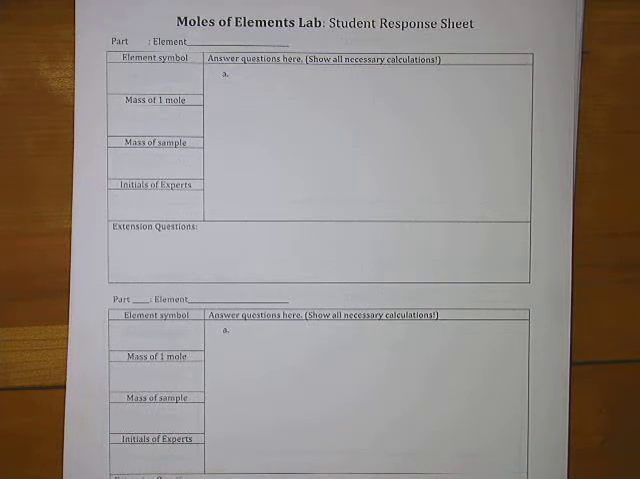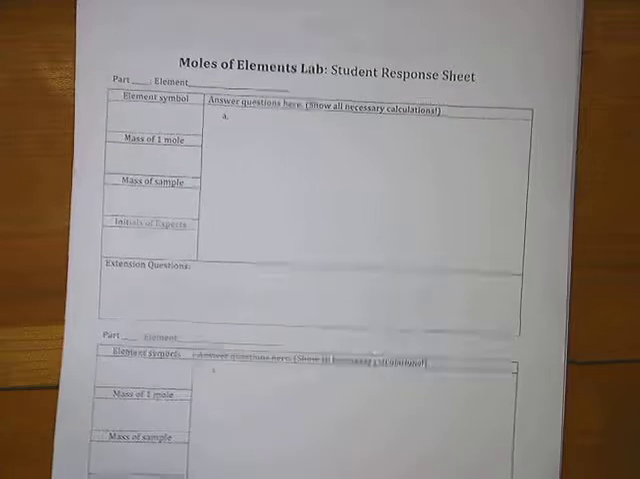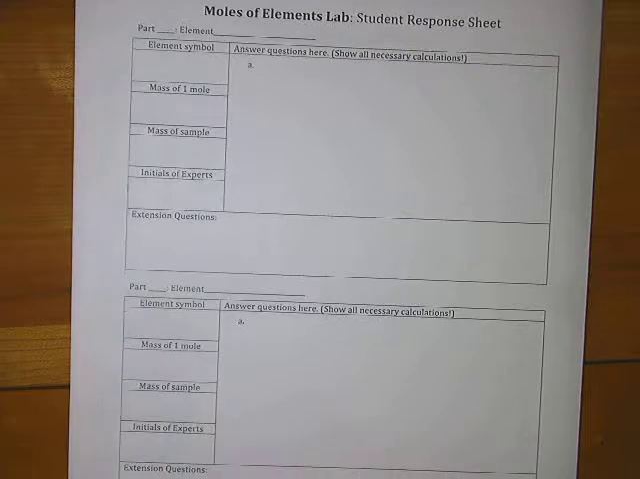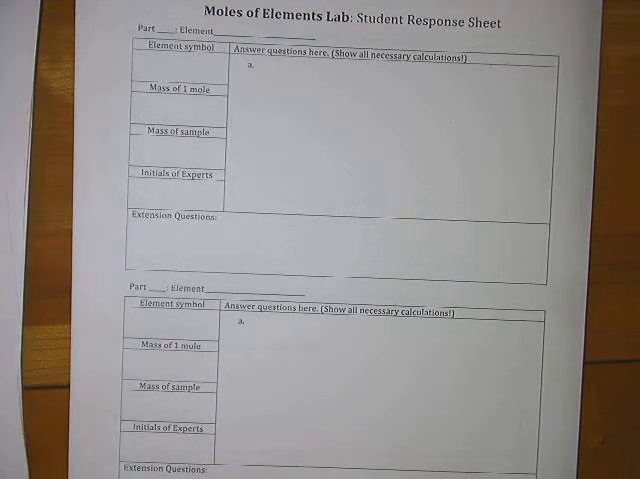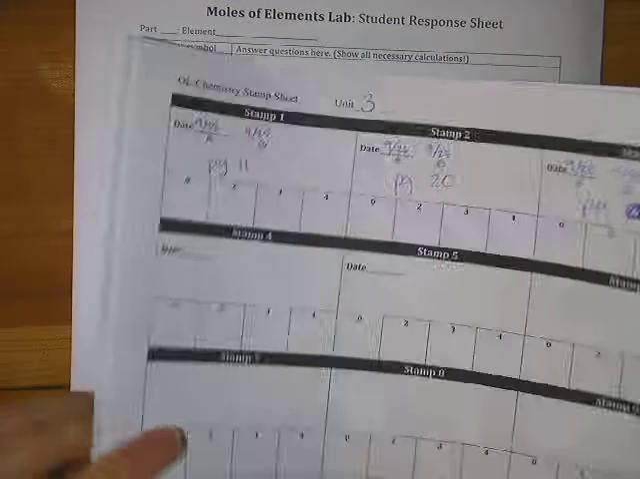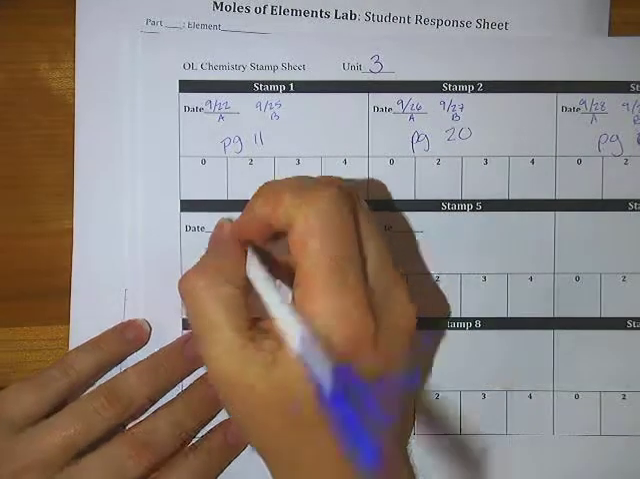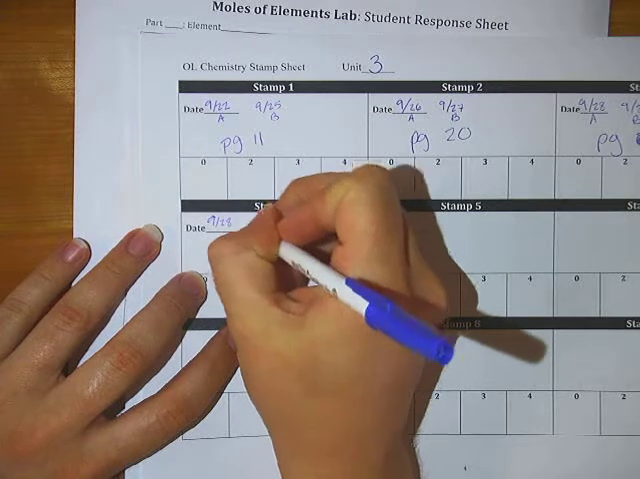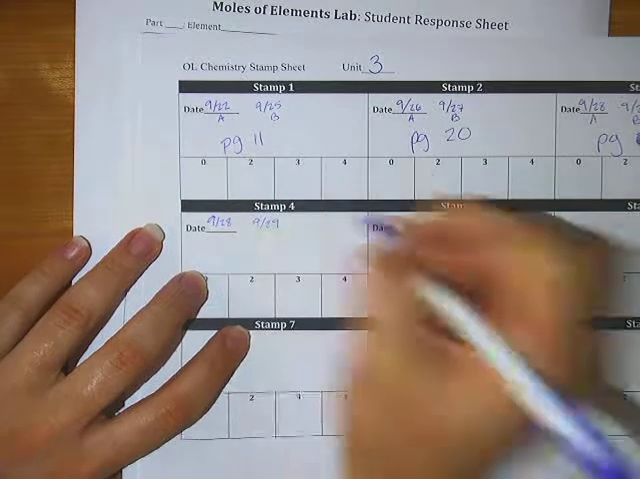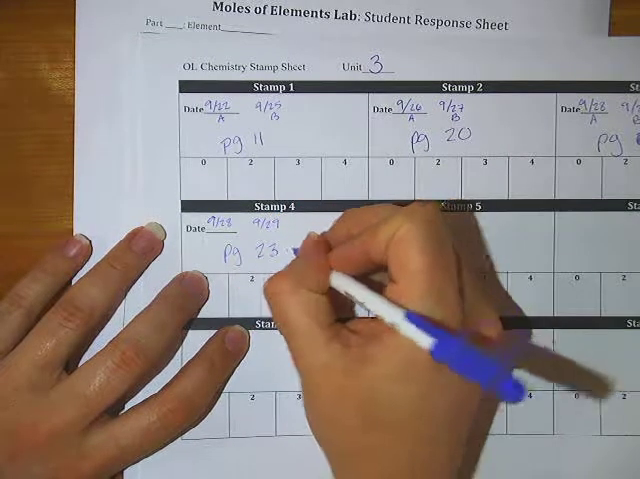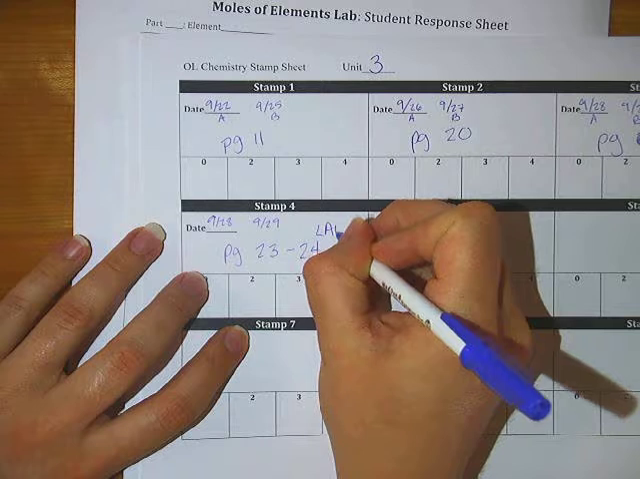So on page 23 and page 24, there is a lab, and that lab is going to be another stamp. So go to your stamp page, and today is probably still the 28th and 29th, but it might not be. You can write whatever today actually is. But the lab on pages 23 to 24 is another stamp you're going to do.